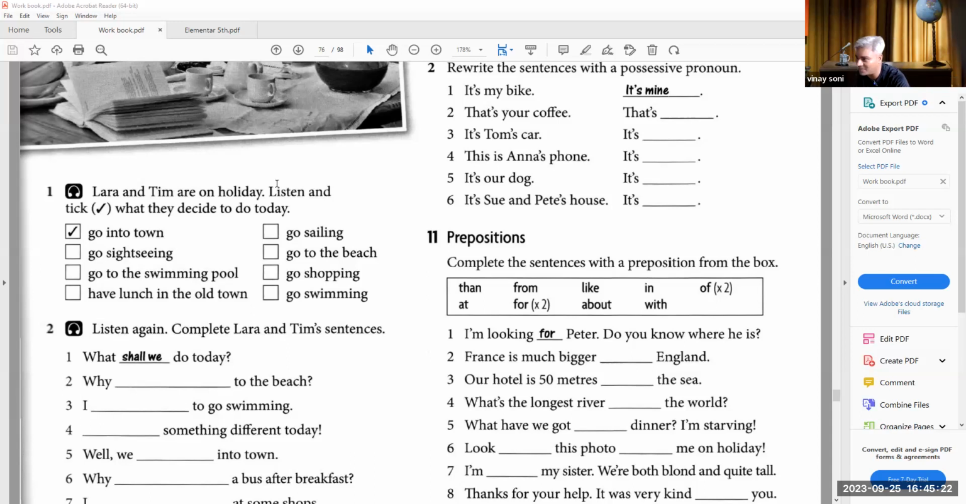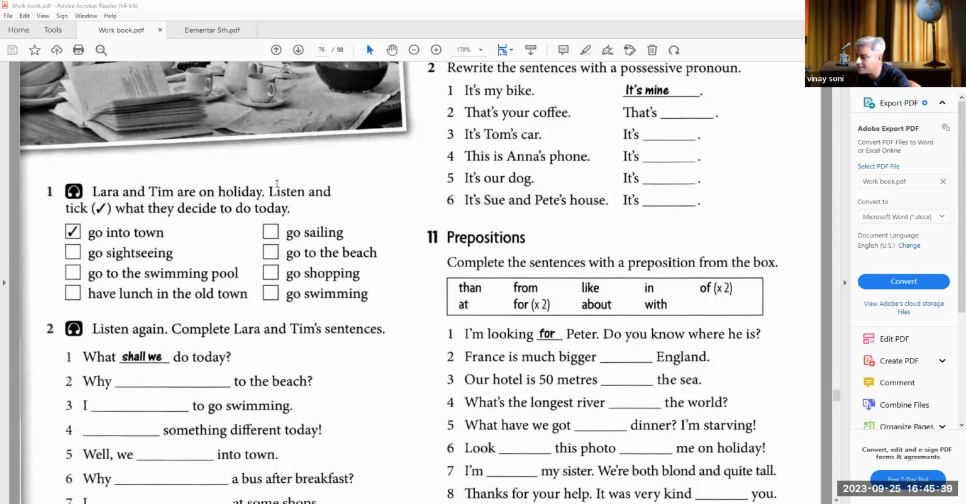I'd like to go swimming. He shows his preference. I'd like to go swimming. I want to go swimming.